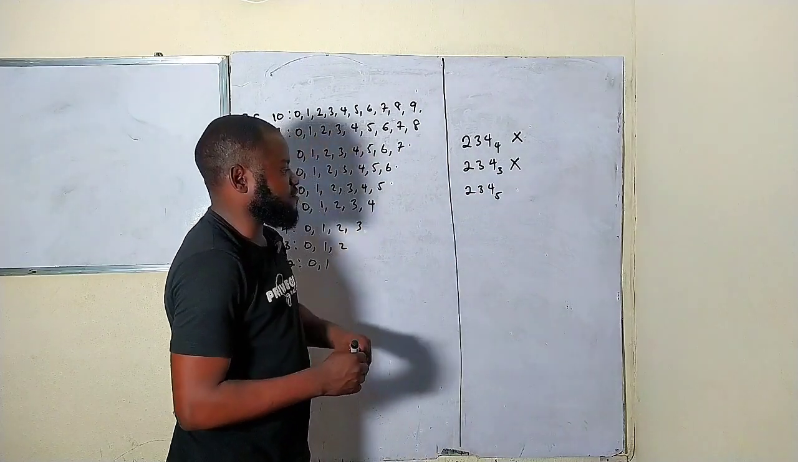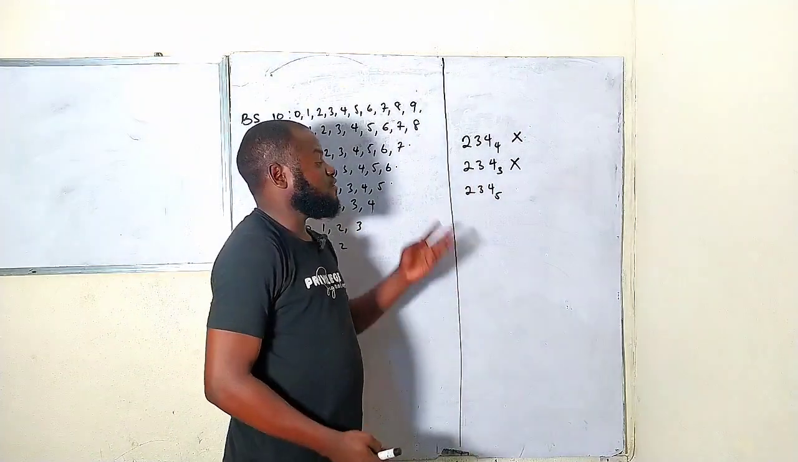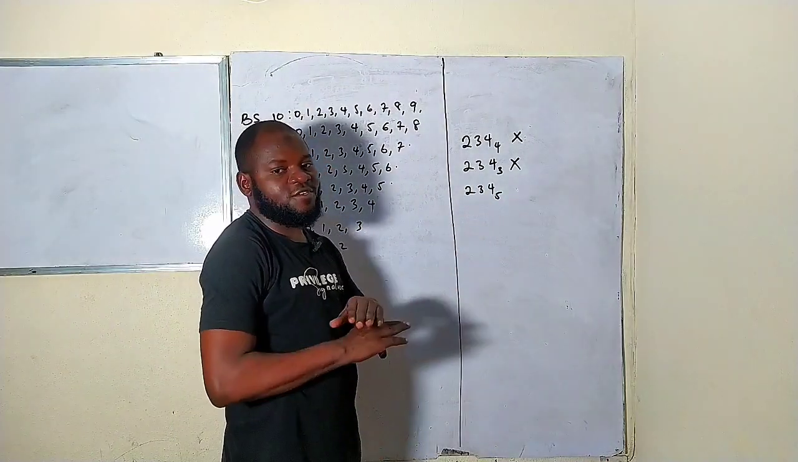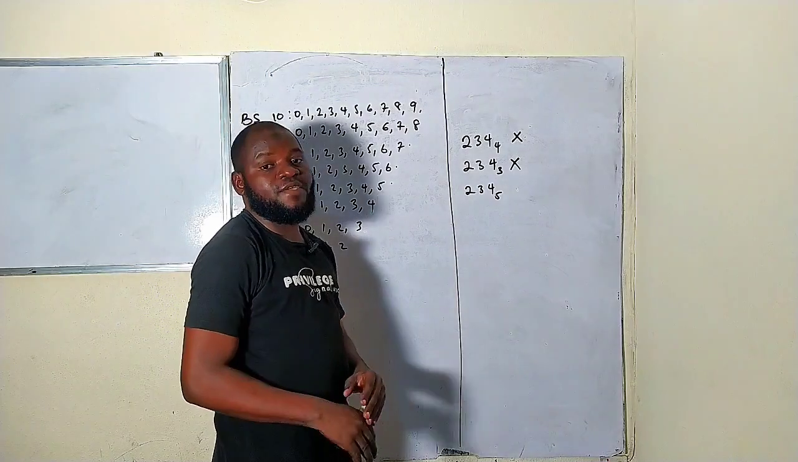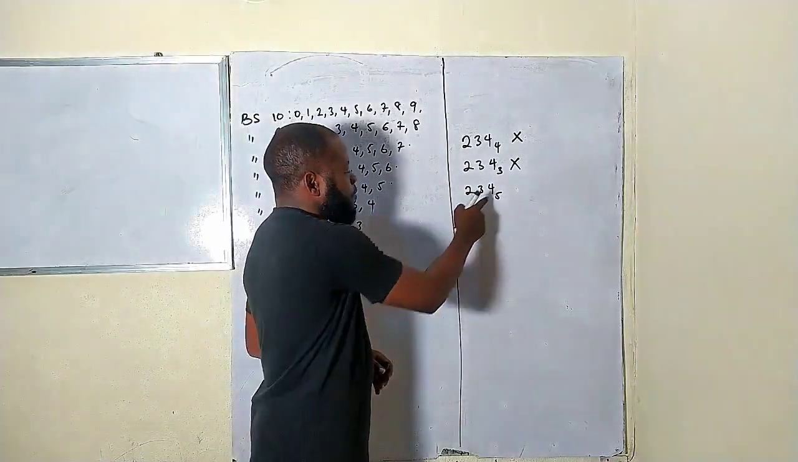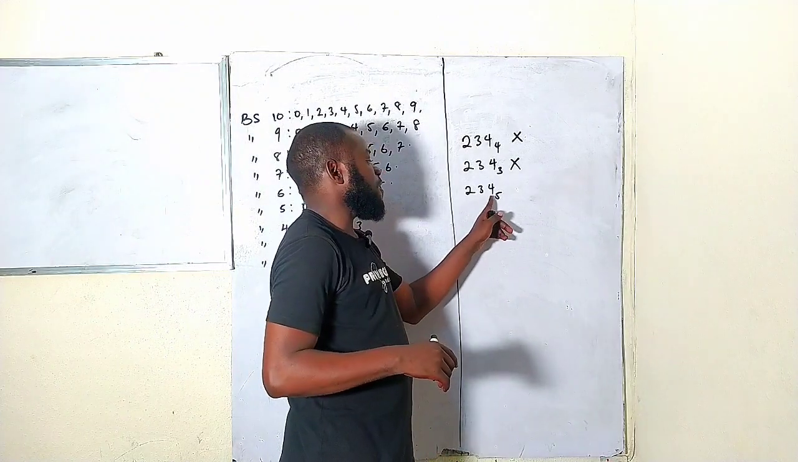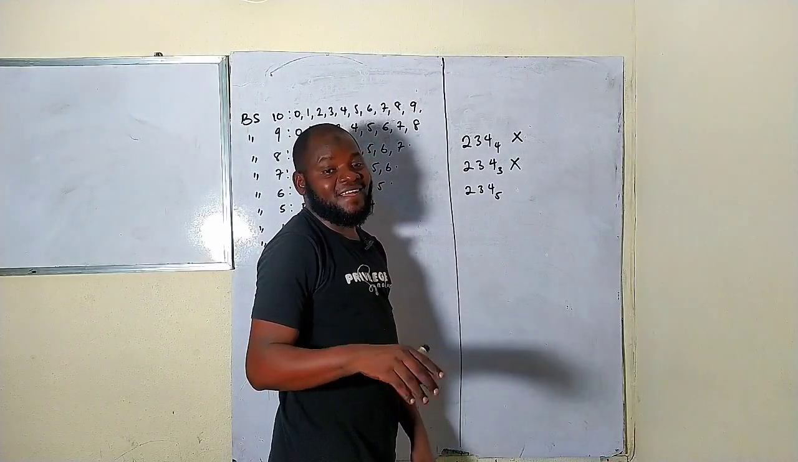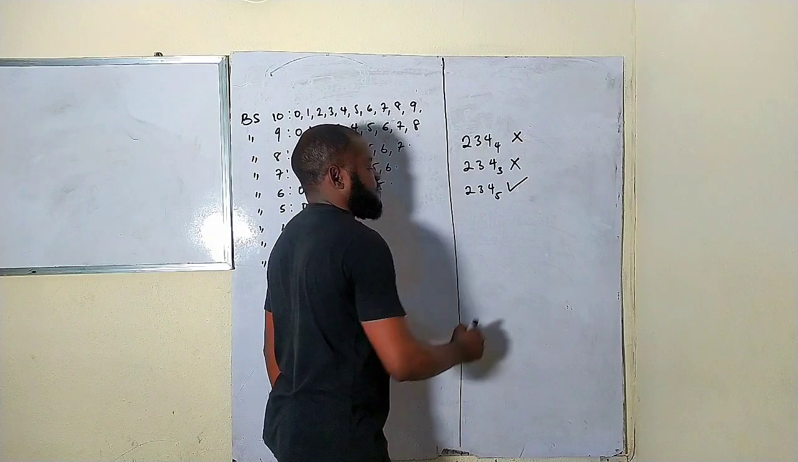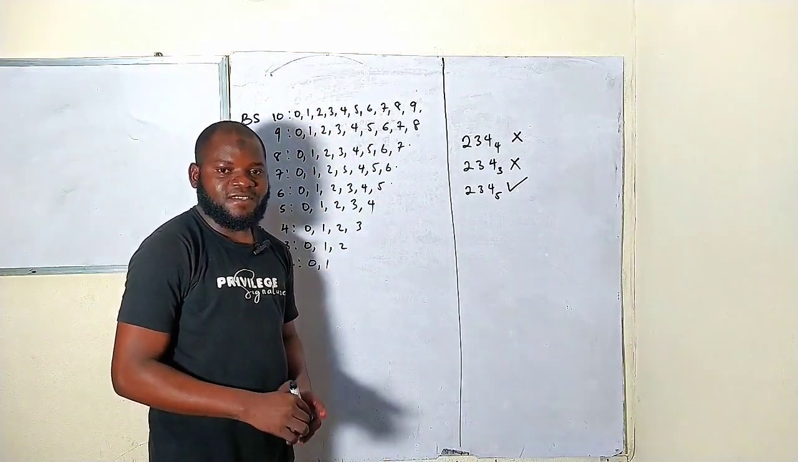So if you check the last one, I guess it should be correct. Do we have a number equal to the base? No. Do we have a number greater than the base? No. So all numbers here are lesser than the base, and that makes this correct. Do you understand that now?